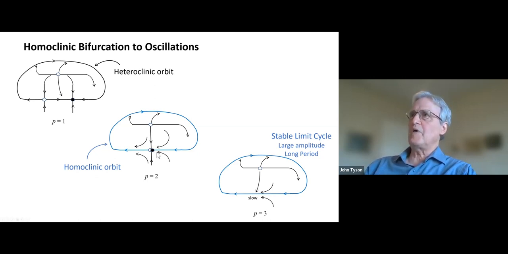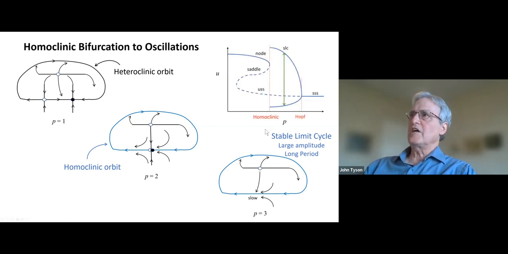And as soon as we push past the homoclinic, the saddle and the node disappear, and the homoclinic orbit becomes a stable limit cycle. The limit cycle has large amplitude, and it has long period because the motion of the system in this region is very, very slow, because that's where the steady states used to be.